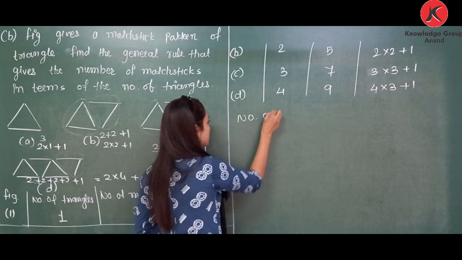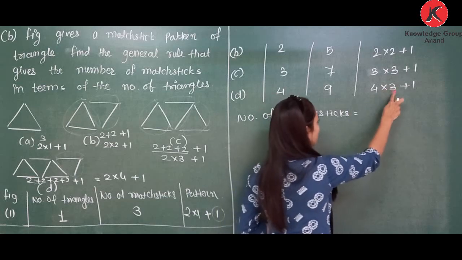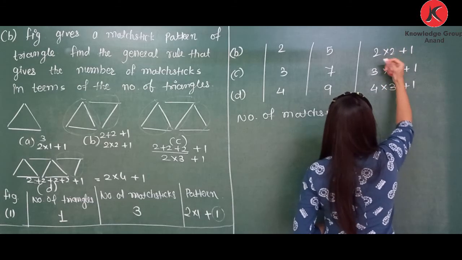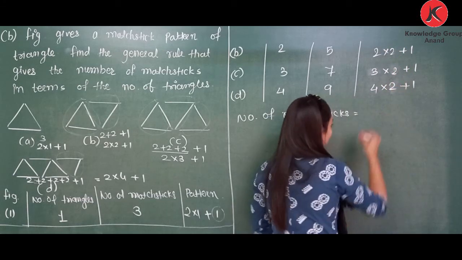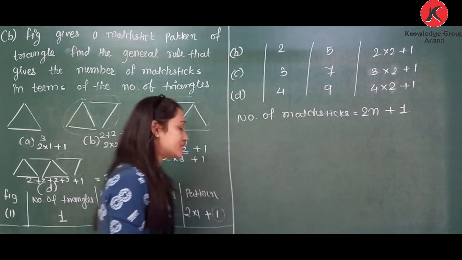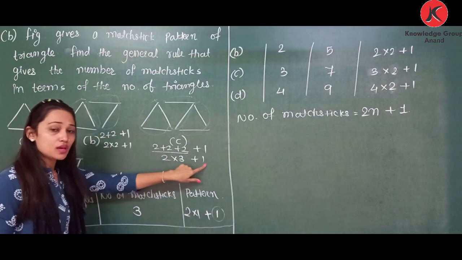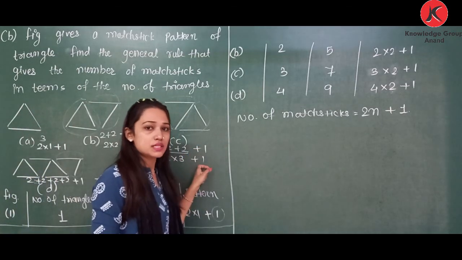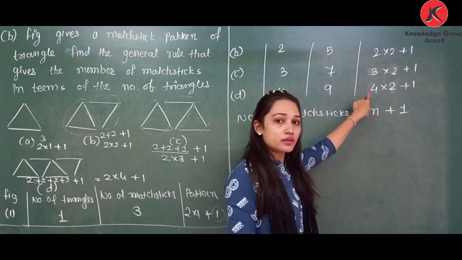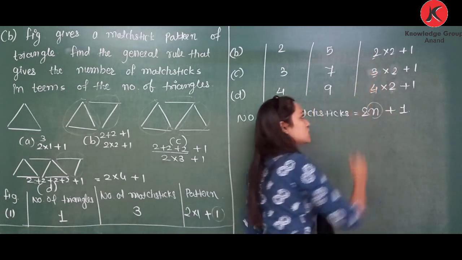So the number of matchsticks is equal to 2 is common, so 2 and plus 1. Again let's understand. Here we have 3 times 2, so it is 2 multiply 3 plus 1. Why? Because we are adding 2 matchsticks every time, so 2 will be fixed, and this will be the number of triangles. So we have 2 multiply n plus 1. N is what? This number that is changing.